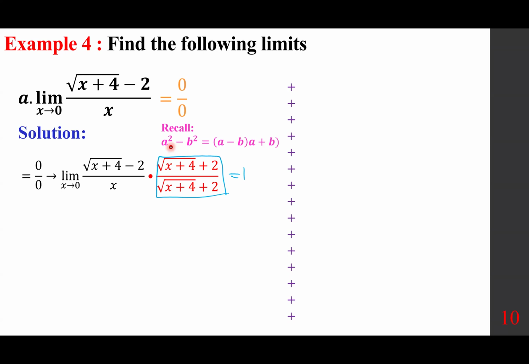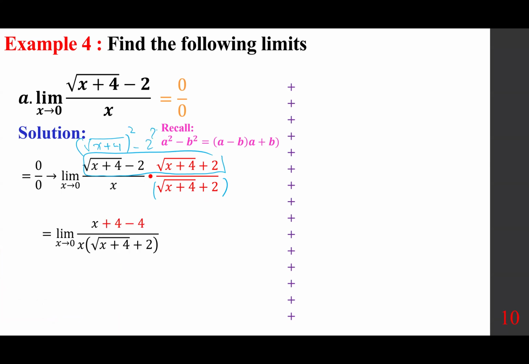So what do we do? Very simple. As far as the denominator is concerned, class, remember, when we have 0 over 0, it's the 0 in the denominator that creates a problem. We never multiply this through. We never distribute. We keep the denominator as x times this in a parenthesis. When we multiply these two, a minus b, a plus b, we get a squared. That means the square root of x plus 4 squared minus b squared, that means 2 squared. So we get x plus 4 minus 4 in the numerator.